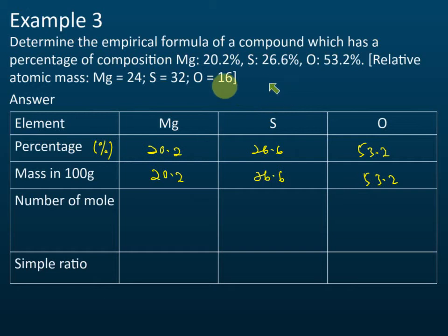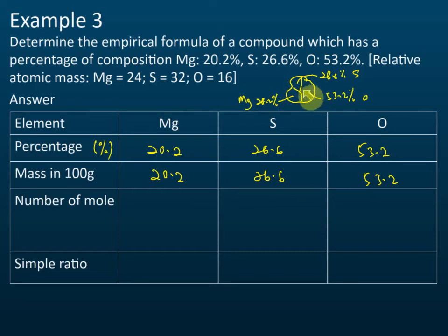For examples, I have a piece of this magnesium sulfate, okay? I know that 20.2% is magnesium, and then 26.6% is sulfur, and 53.2% is oxygens. Okay, what's the mass of this magnesium? Yeah, magnesium, sulfur, and oxygens. Depends on the mass of the sample, right? This is magnesium, this is sulfur, and this is oxygens. Okay, so what's the mass of magnesium, sulfur, oxygen? Depends on the mass of this sample. Okay, and we don't know the mass of this sample.